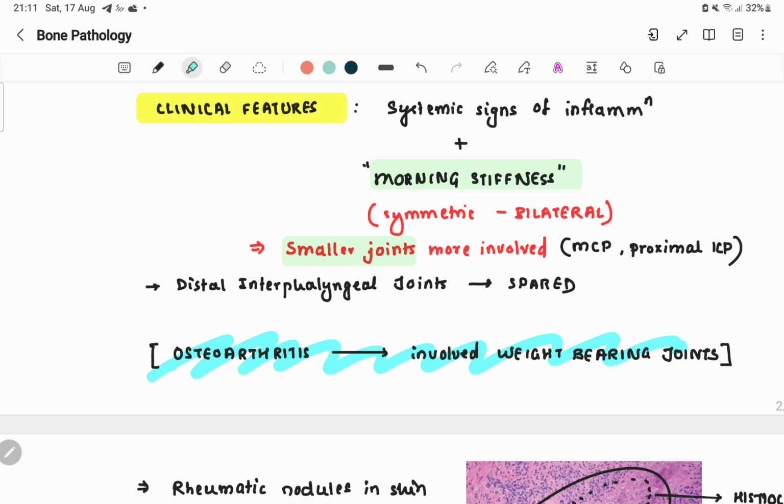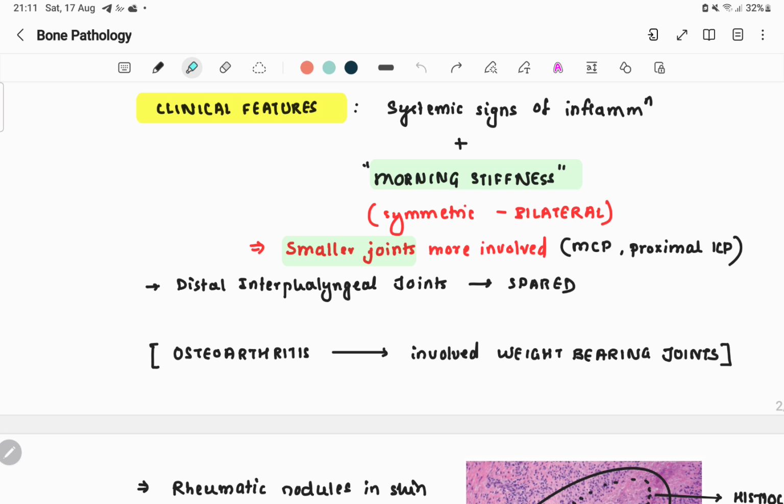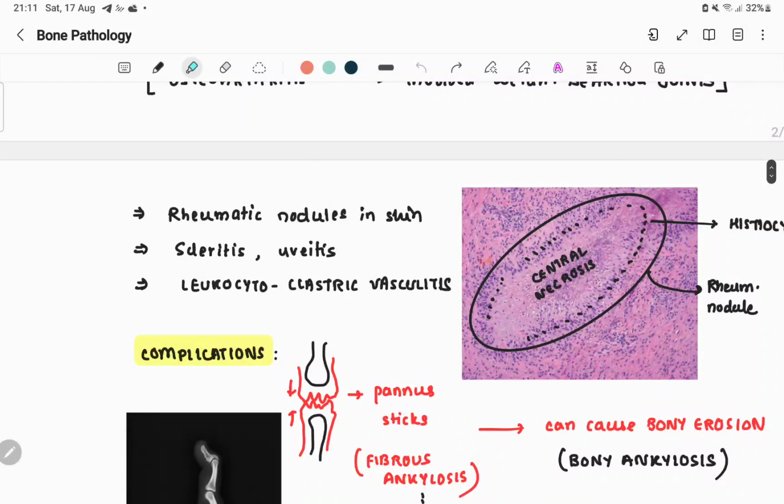Osteoarthritis involves the weight bearing joints, right? The hip joint, the knee joint. But this will involve mostly the small joints. It can involve large joints, but most commonly small joints.